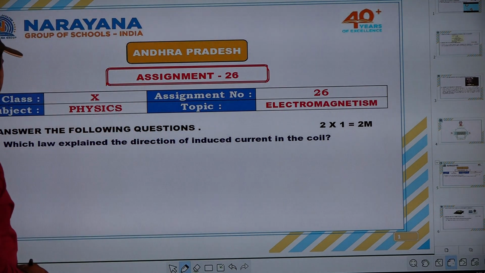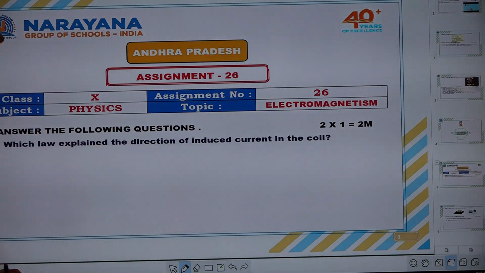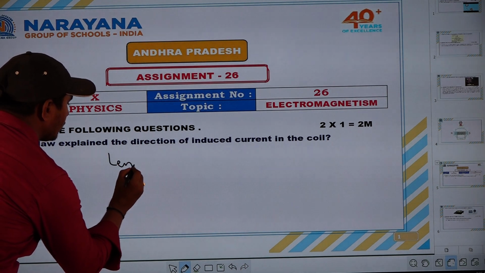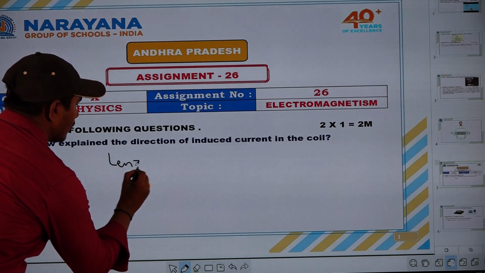See question number 1 here. Which law explained the direction of induced current in the coil? So you know very well how the induced current is produced. How the induced current is produced is explained by Lenz's law. What is the name here? Lenz's law.